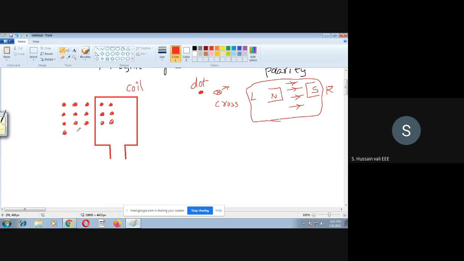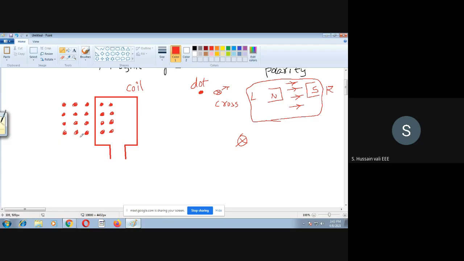All the flux lines which I am drawing here have the same direction. And what is that direction? The direction is that it is coming from the screen towards you. If it is a cross symbol, it means the flux lines are going into the plane.